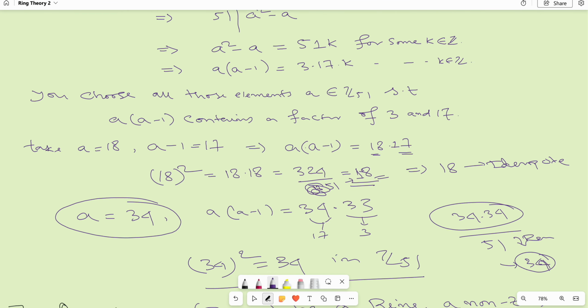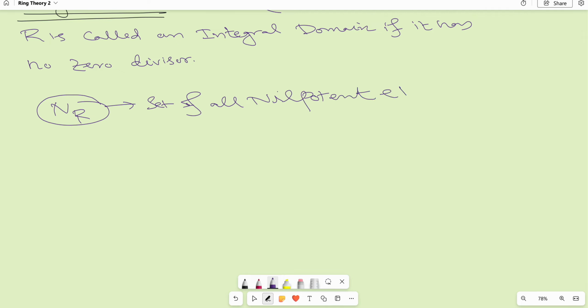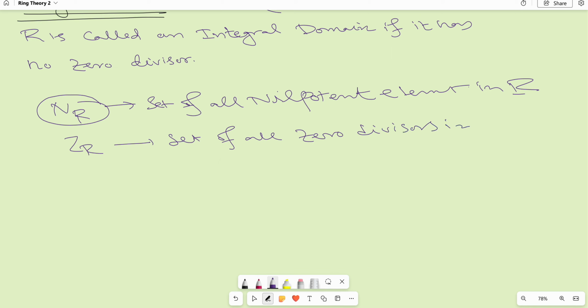Nilpotent element I have defined, right? And the nilpotent of R, the set of all nilpotent elements in R, is denoted by this set. And Z(R) is the set of all zero divisors in R. And what else?